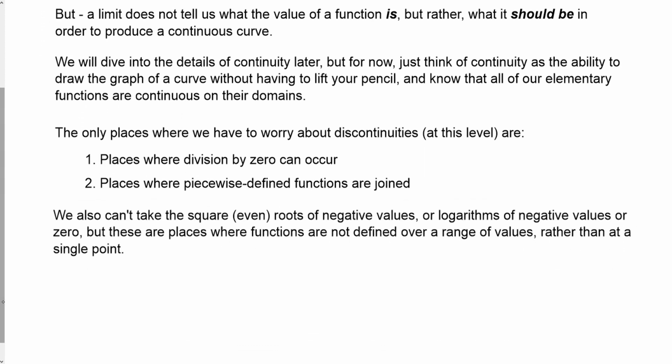We're also unable to take even roots or square roots of negative values, or logarithms of negative values or zero, but these are places where the functions are not defined over a range of values, rather than at a single point. So limits really help us at single values. Keep that in mind as we go through these different examples.